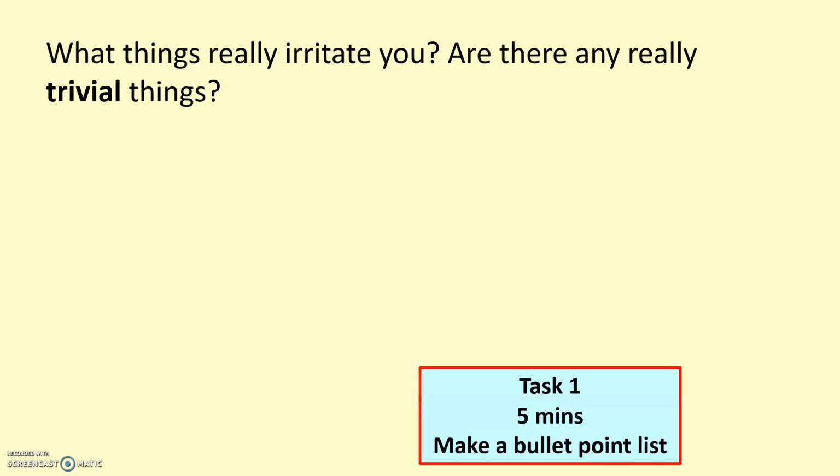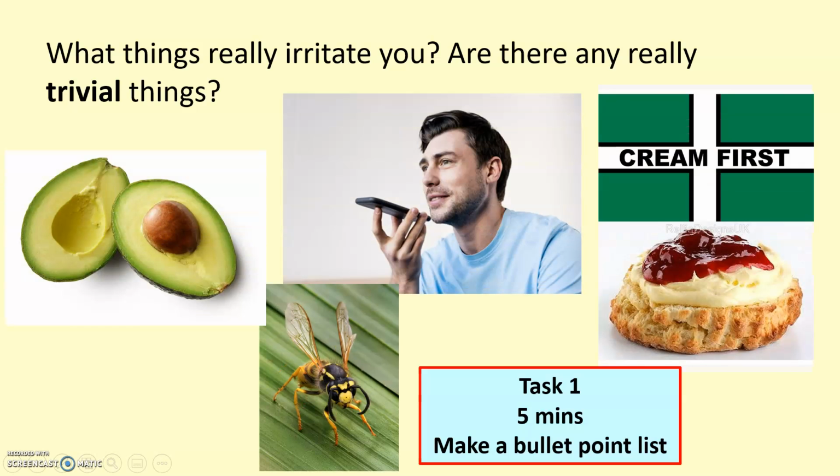So with that in mind, task number 1. Do remember to write task number 1 and 2 and so forth on your page so it makes it easier to understand your work. You're going to take 5 minutes and I'm just really interested in you bullet pointing down quickly a few things which are irritating to you. Are there any really trivial things? The word trivial means really small and unimportant, but they still matter to you and irritate you. Here are a few that might get you going.